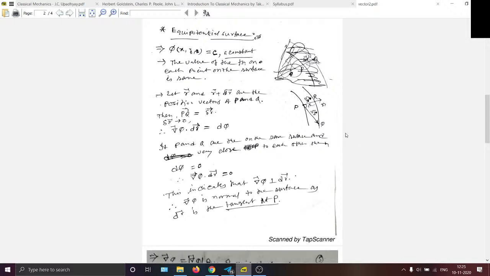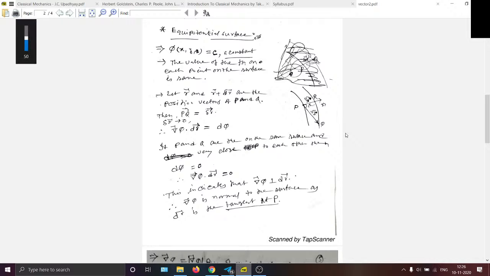So PQ is actually the delta R. Now delta R is very small, and we already know that grad phi dot dr is equal to d phi. Now if the points Q and P are on the same surface and very close by, let's say I bring the point Q very close to the point P on the same surface.